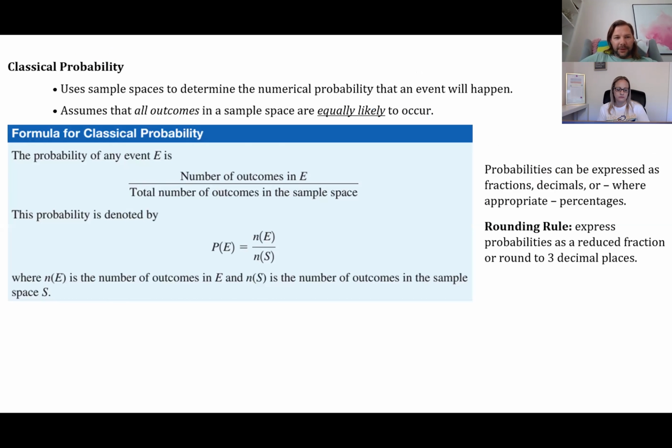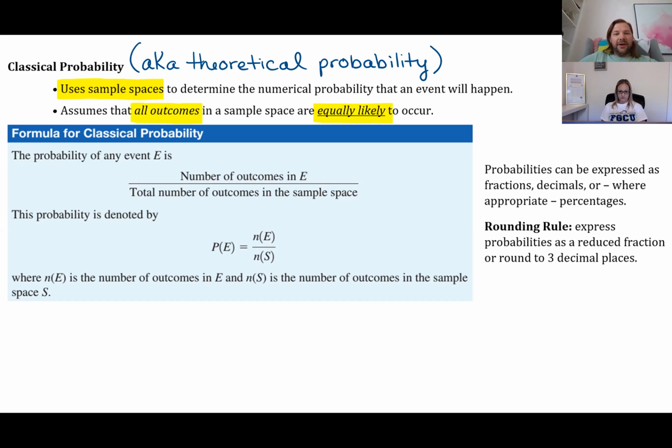Great. Okay. So classical probability, it's also sometimes called theoretical probability. It uses sample spaces to determine the numerical probability that an event will happen. In classical probability, we assume that all outcomes in a sample space are equally likely to occur. Again, this is also known as theoretical probability.